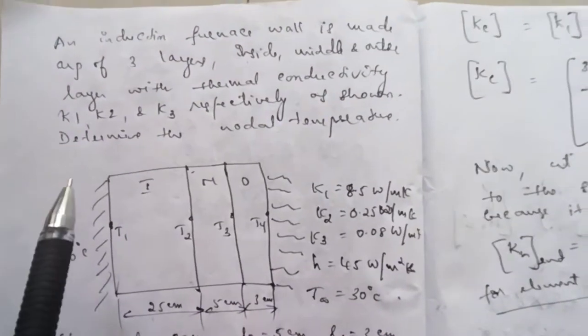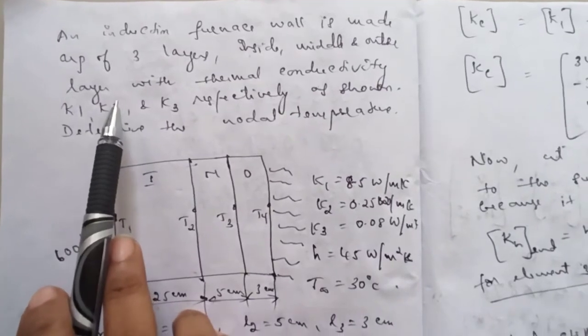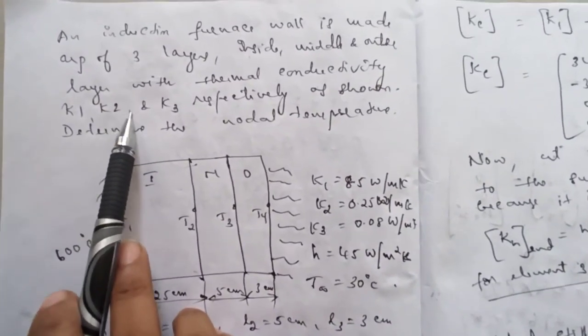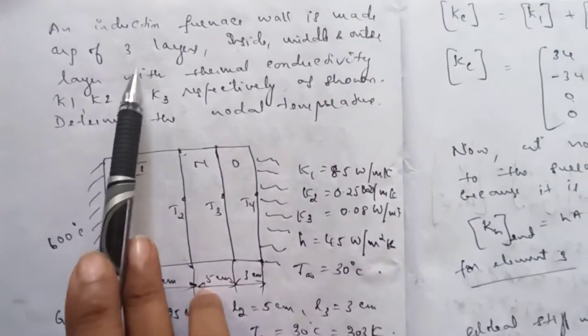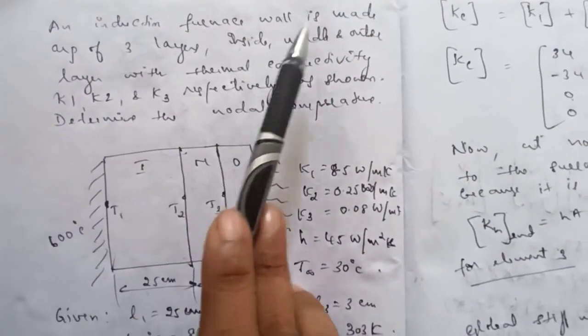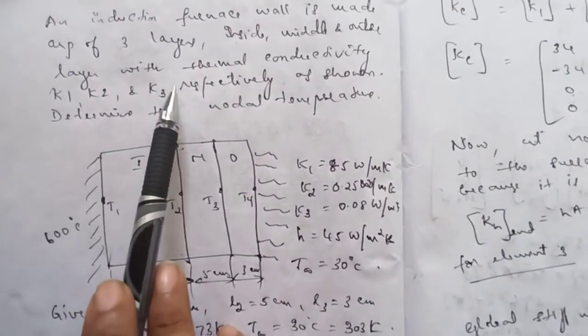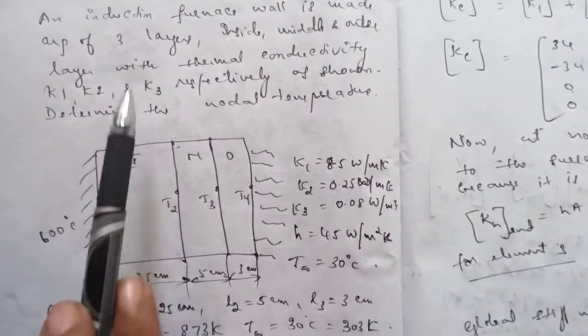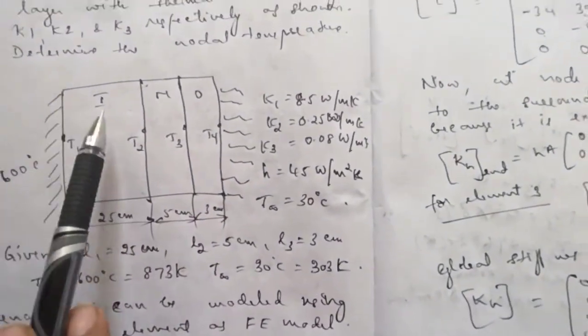Good morning all. So this is a problem on the composite wall and we need to solve this by using the FEM method. So the problem is an induction furnace wall is made up of three layers, inside, middle and outer layer with the thermal conductivity K1, K2 and K3 respectively as shown in the figure. Determine the nodal temperatures. Now this is a figure which is given.